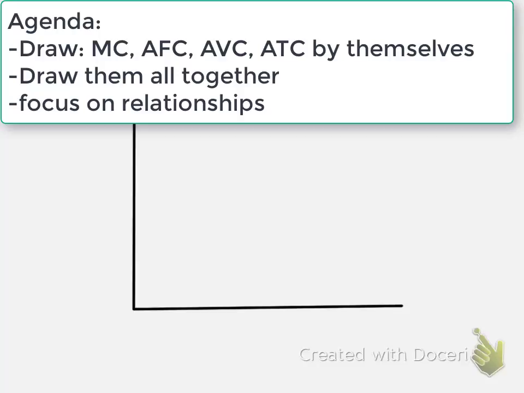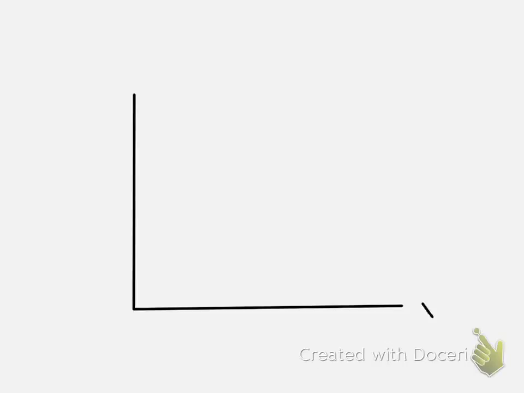So we're going to start with these axes, and the x-axis we will label quantity, abbreviate that with a Q, and you can also think of that as the firm's output. And on the y-axis we have the cost per unit.